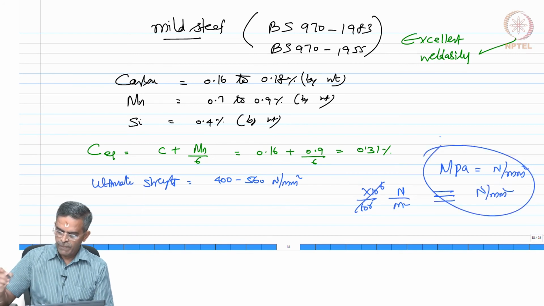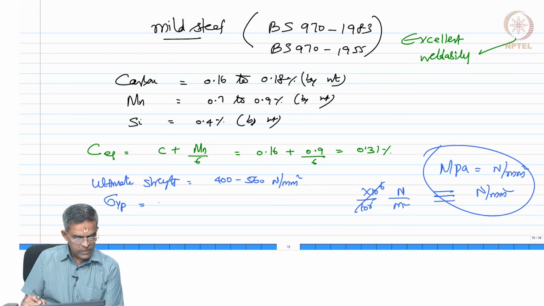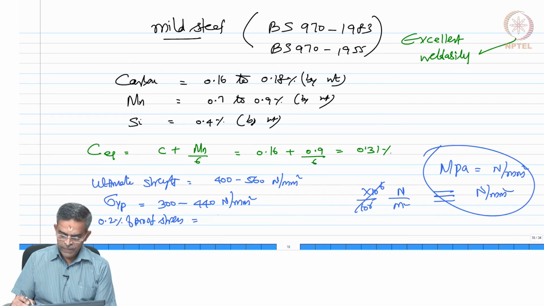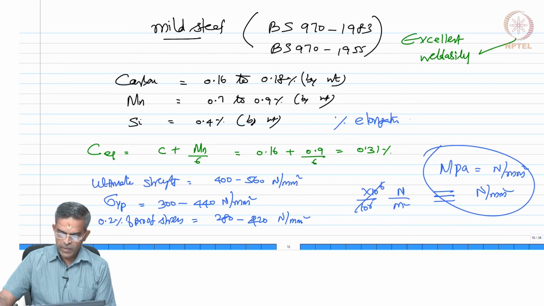Okay. So, 400 to 560 megapascal; yield strength of this is 300 to 440. There is a range, okay, there is a range. 0.2% proof stress, I believe most of you would know what is a proof stress and what is 0.2%, and this stress is 280 to 420 megapascal, and percentage elongation of mild steel is 10 to 14% minimum.